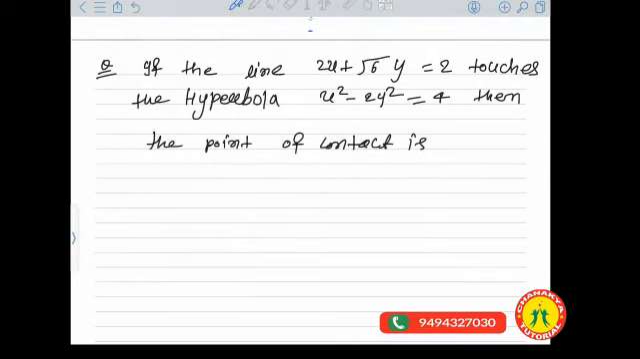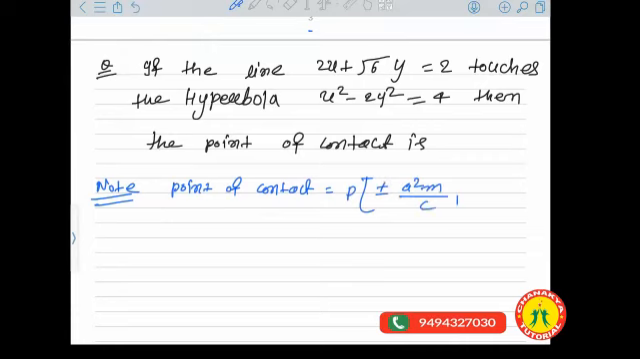If you remember the point of contact, मैं नोट पॉइंट में लिख देता हूँ. Note: point of contact का जो कोऑर्डिनेट होता है, let P coordinate equal to plus minus a² m by c, plus minus b² by c. This is the point of contact. If you don't know the formula, point of contact is plus minus a² m by c, plus minus b² by c, so you got the answer ना?